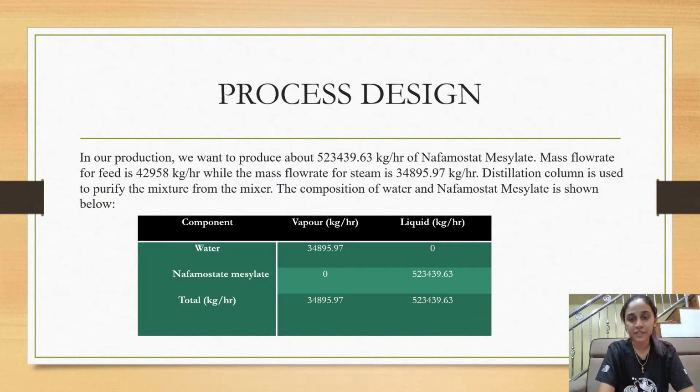Hi, my name is Manglambige. For process design, in our production, we want to produce about 523,439.63 kg per hour of nafamostat mesylate. Mass flow rate for feed is 42,958 kg per hour, while the mass flow rate for steam is 34,895.97 kg per hour. Distillation column is used to purify the mixture. The composition of water and nafamostat mesylate is shown below in the table.